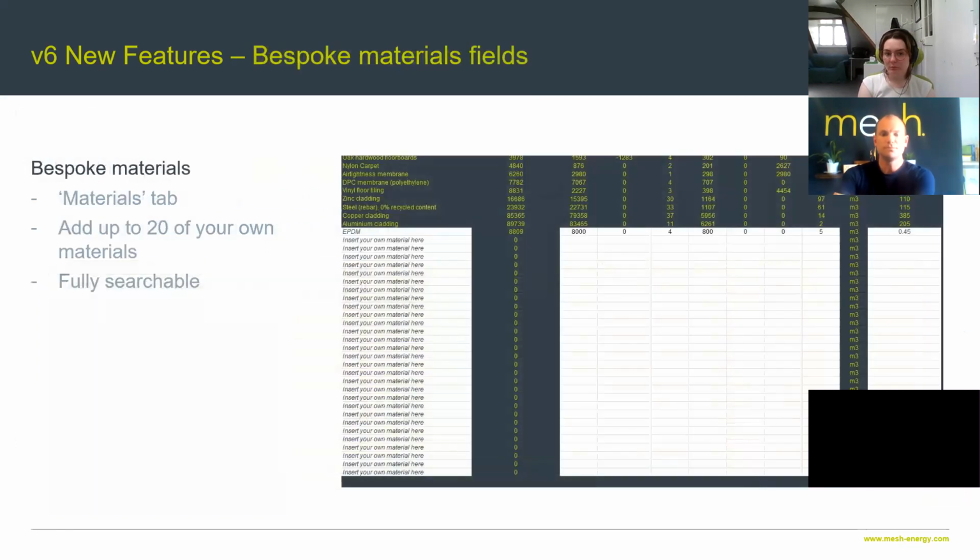Bespoke materials, we've now got a, on the materials tab, so this is out of the main calculator on a separate tab. You've now got a long list of materials here. I've actually added in EPDM and put in my own figures, just a rough estimation. You can put in 20 different materials. They're all fully searchable. So if you add your materials, you can search them in the other tab that you've got, and just allows for user customization.